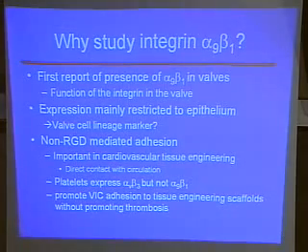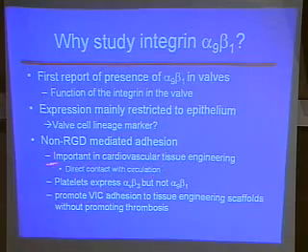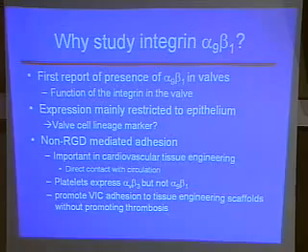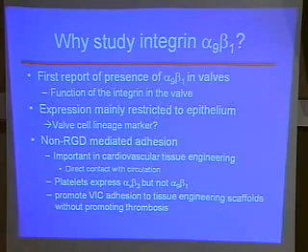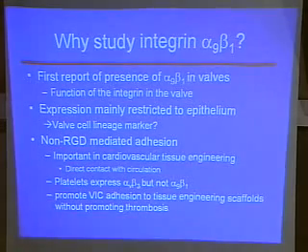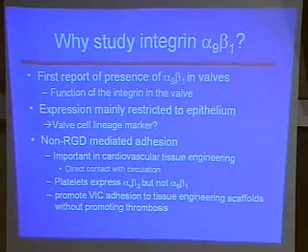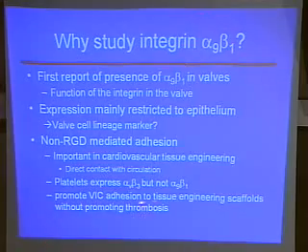And this is particularly important in cardiovascular tissue engineering, where the tissue engineered constructs would be in direct contact with the circulation. This is because platelets express alpha V beta 3, which do recognize this RGD motif, so that we could promote valve interstitial cell adhesion to tissue engineering scaffolds by utilizing this integrin without promoting thrombogenesis or platelet attachment.